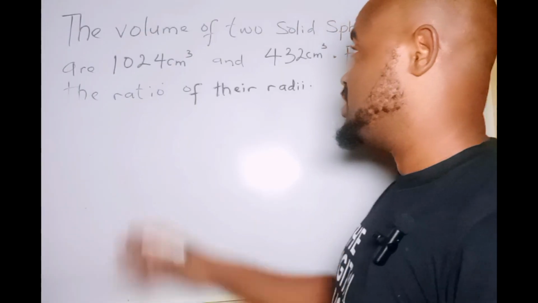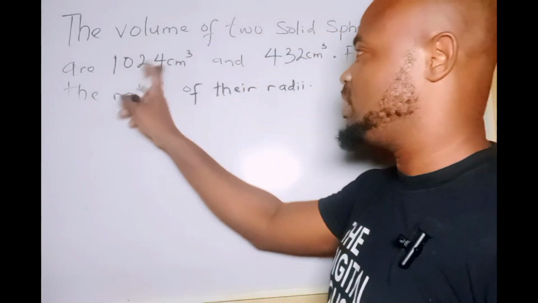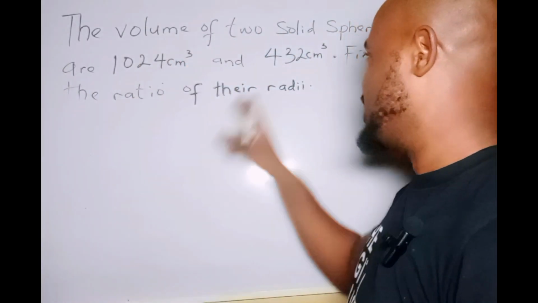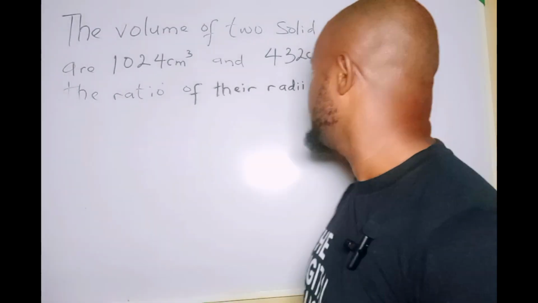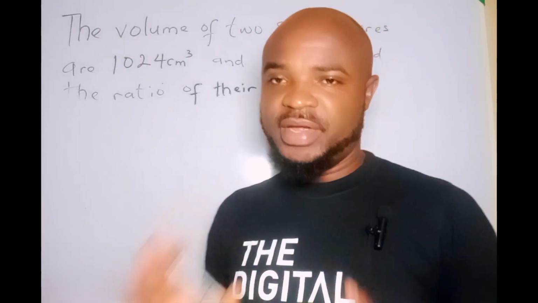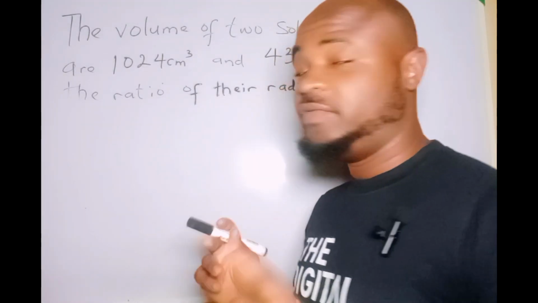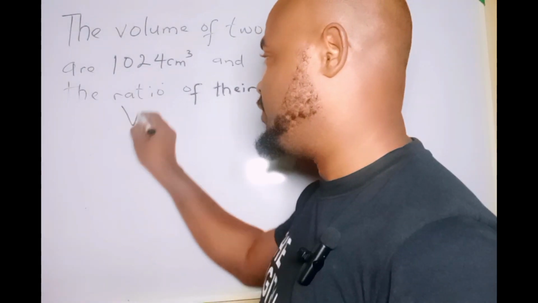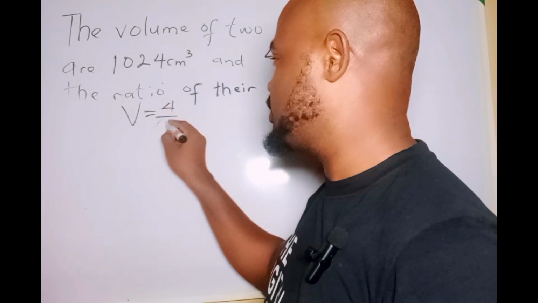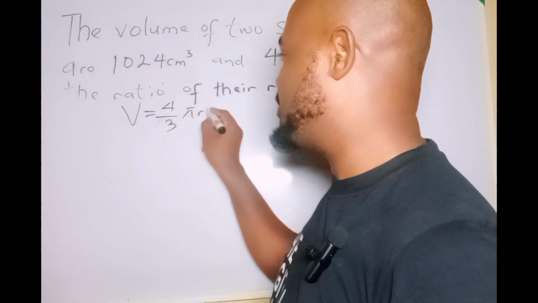Okay, and the question is: the volumes of two solid spheres are 1024 centimeters cubed and 432 centimeters cubed. Find the ratio of their radii. Before we get started, we need to recall the formula for calculating the volume of a sphere, which is V, volume, equals 4/3 multiplied by pi r cubed.